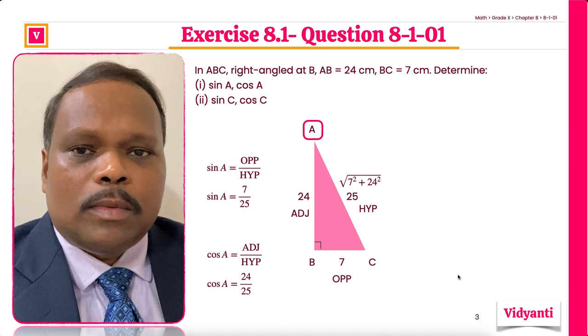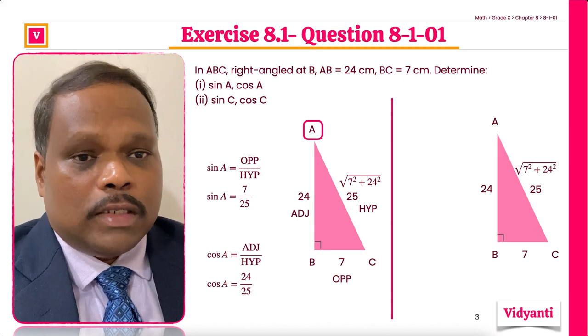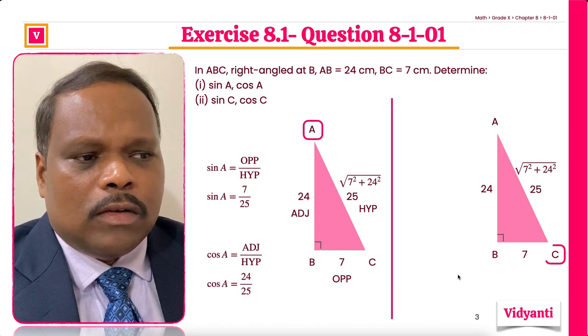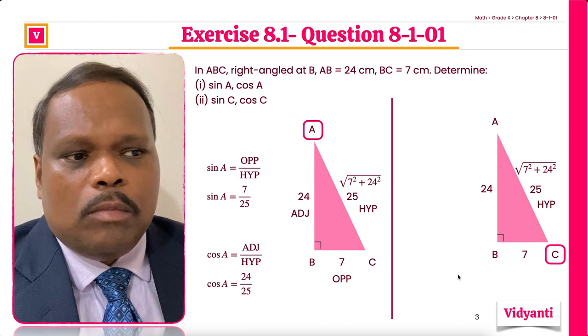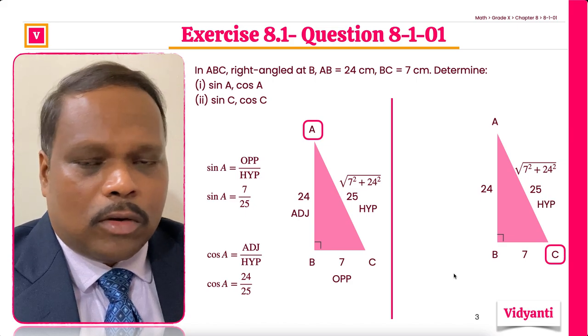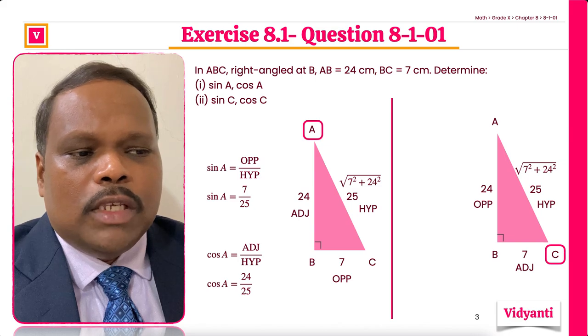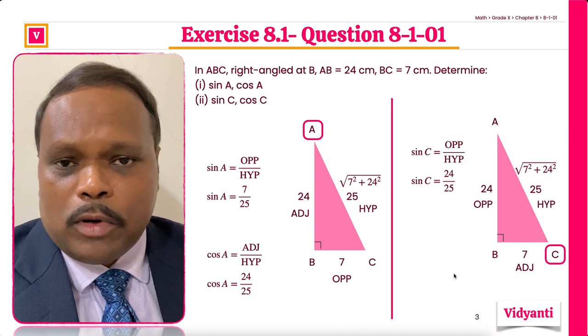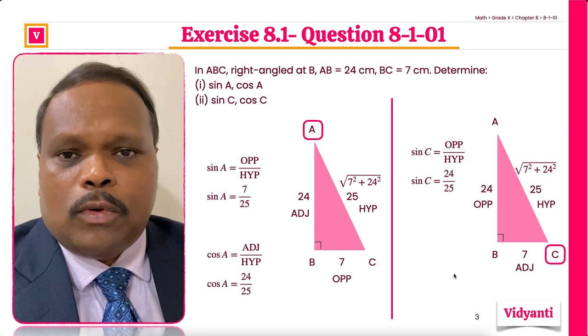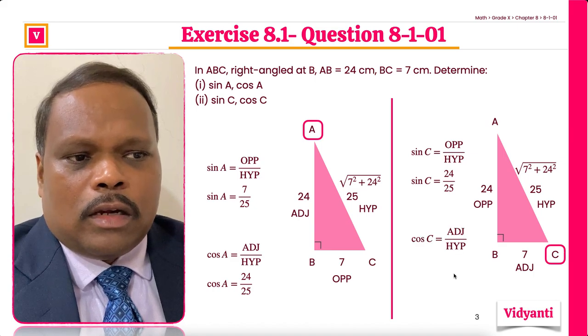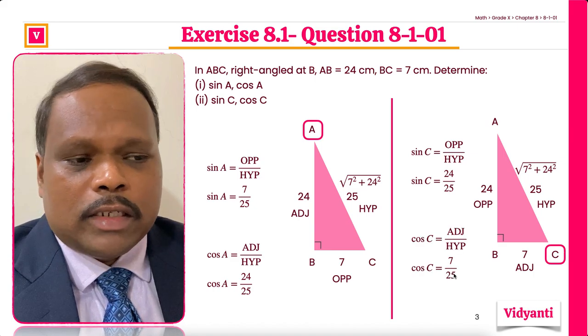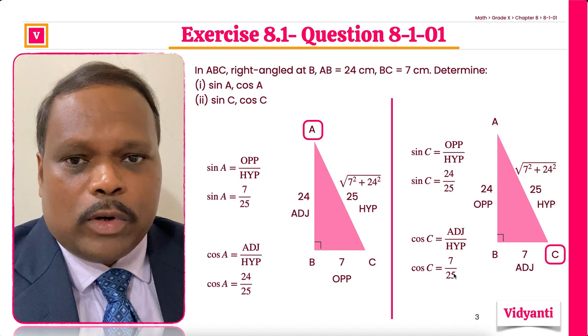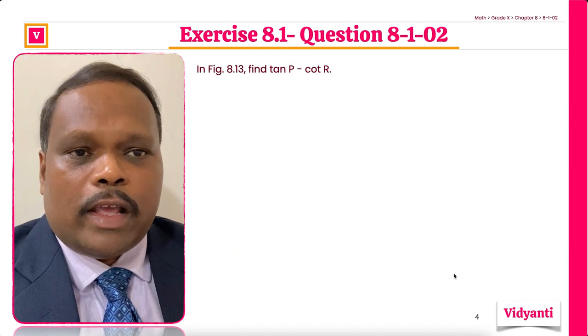Now let's repeat this process for the other angle, which is C. For C, AB will be opposite, hypotenuse is always the same, and BC will be adjacent. Sine C will be opposite over hypotenuse, and that would be 24 over 25. And cosine C will be adjacent over hypotenuse, that will be 7 over 25. So these will be your final answers.